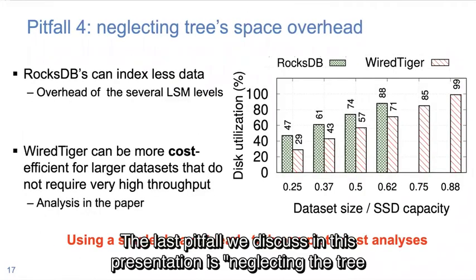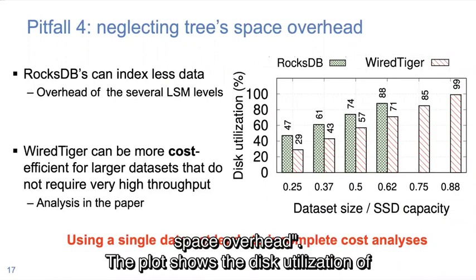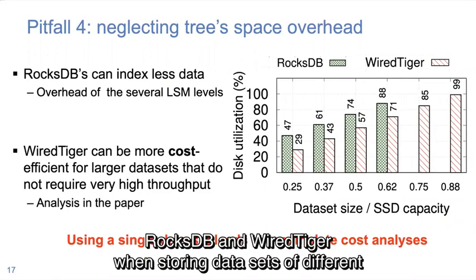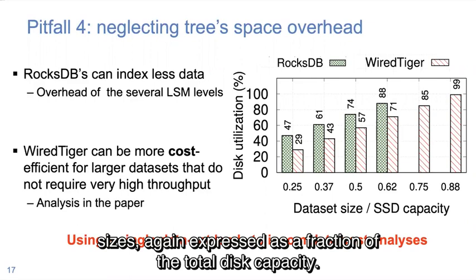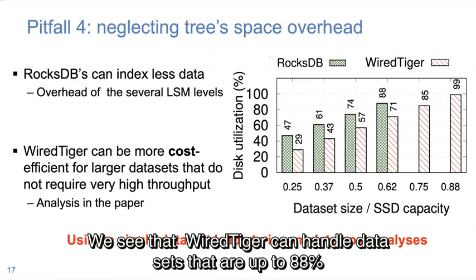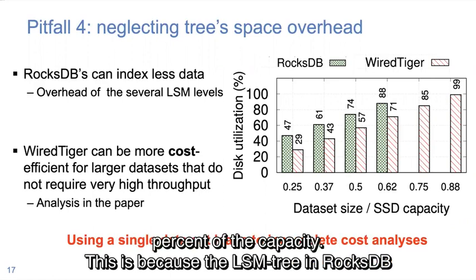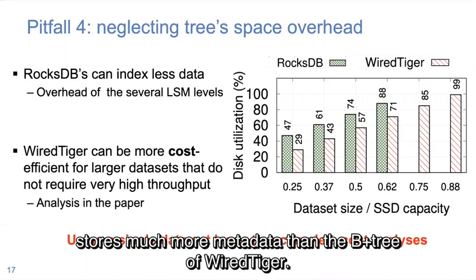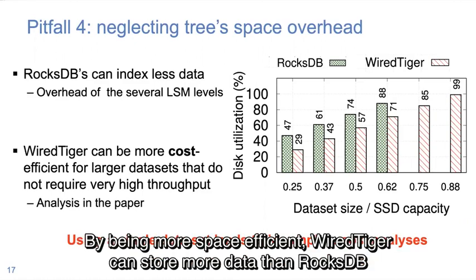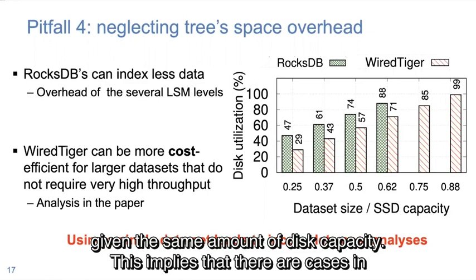The last pitfall we discuss in this presentation is neglecting the space overhead of the tree. The plot shows the disk utilization of RocksDB and WiredTiger when storing datasets of different sizes, again expressed as a fraction of the total disk capacity. We see that WiredTiger can handle datasets that are up to 88% the size of the disk, while RocksDB can only handle datasets that are up to 62% of the capacity. This is because the LSM tree in RocksDB stores much more metadata than the B+ tree of WiredTiger. By being more space efficient, WiredTiger can store more data than RocksDB given the same amount of disk capacity.